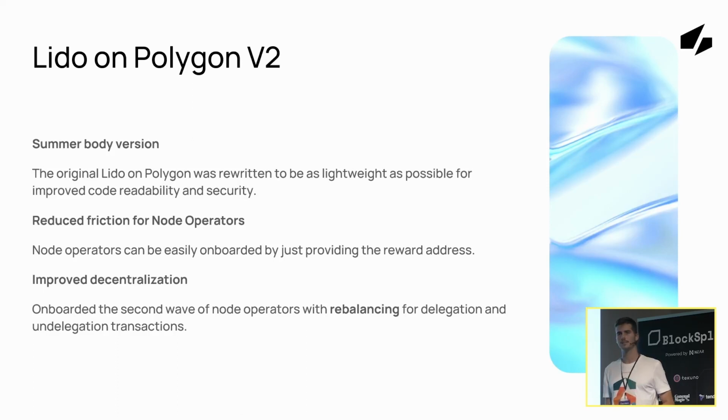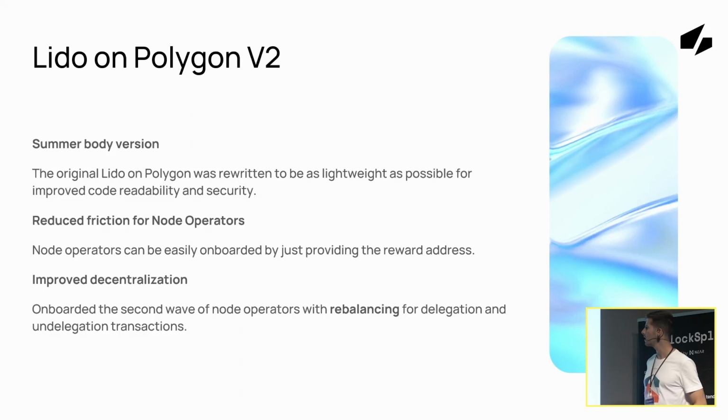One of the highlights of Lido on Polygon version 2 is rebalancing. In Lido on Polygon version 1, that was more or less manual work. With onboarding of the new waves of node operators, you're getting a couple of new node operators that initially have 0 MATIC tokens delegated by the protocol, which is not great. And you have the old node operator set with a lot of MATIC tokens. Now we are doing rebalancing both on delegations and undelegations.